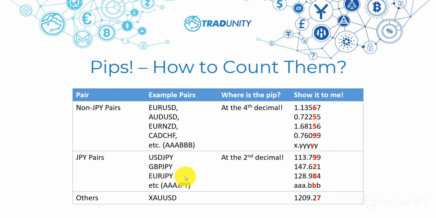So for USD Japanese Yen, Great British Pound Japanese Yen, Euro Japanese Yen, or any other pair with Japanese Yen, the pip is at the second decimal after the point.